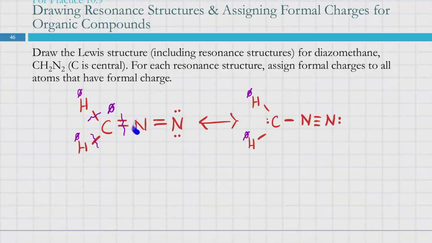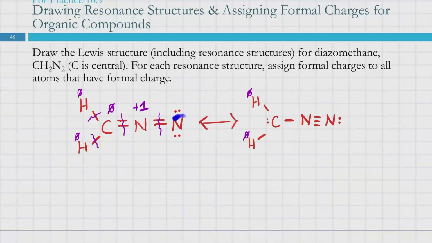Nitrogen in the middle likes to have how many valence electrons? 5. And how many ends of bonds are touching it? 4. So it's got 4 electrons that it owns in this situation. It wants to have 5. It has 4. It's 1 short. It would be a 1 positive charge because of the fun that we get to have with subtracting a -1.